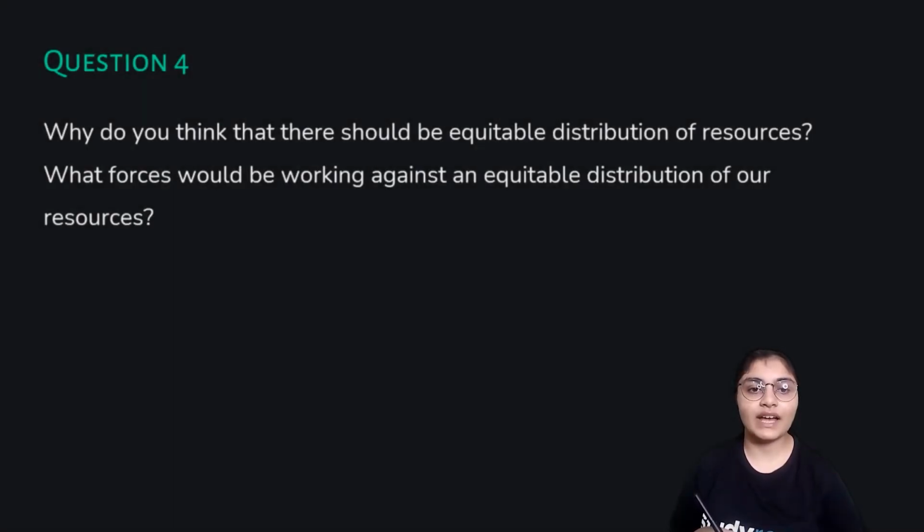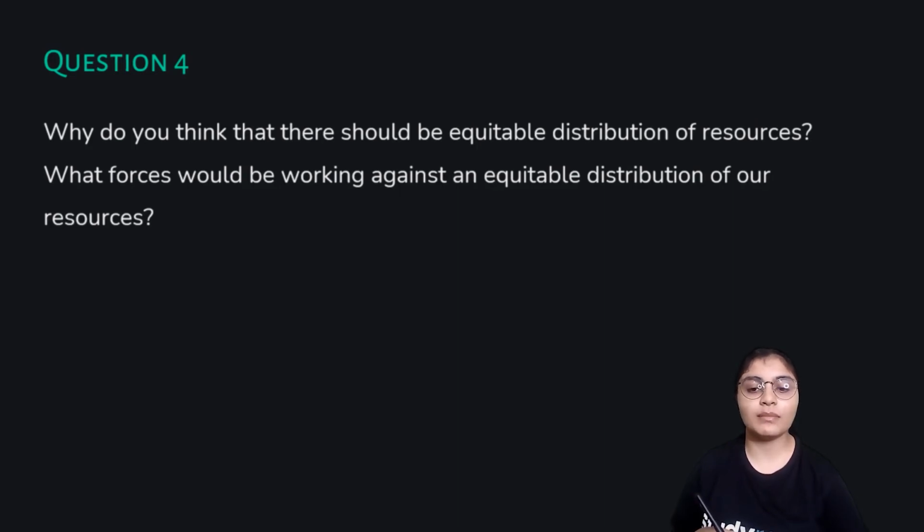The next question that we have is, why do you think that there should be equitable distribution of resources? What forces should be working against an equitable distribution of our resources? There should be equitable distribution of resources so that all, rich, powerful, and poor people, can get the benefit from the development of these resources. Rich, greedy, and powerful people would work against an equitable distribution of our resources, and hence we need to ensure that all the people are getting the basic resources in an equitable manner.